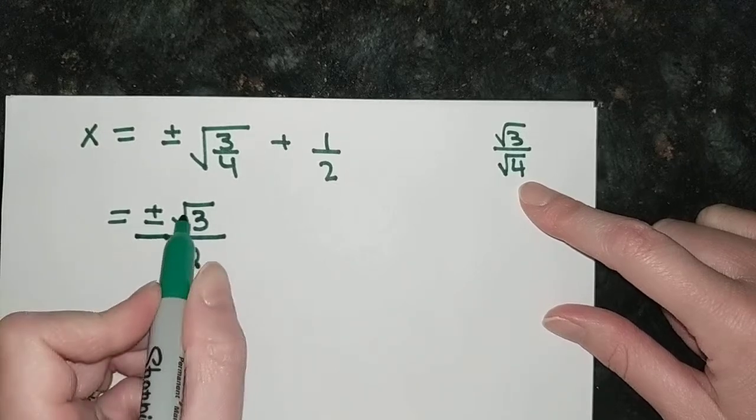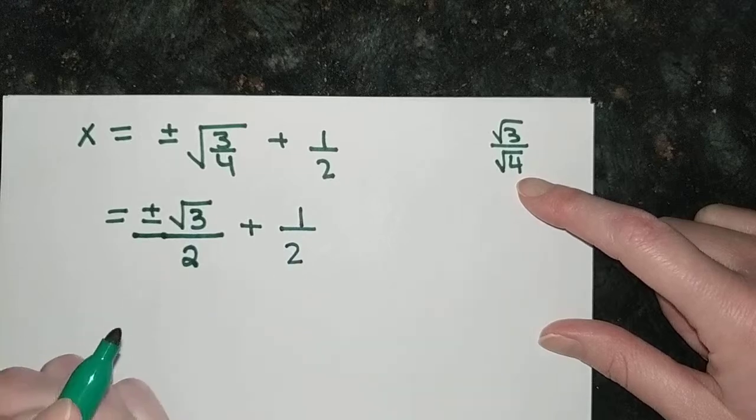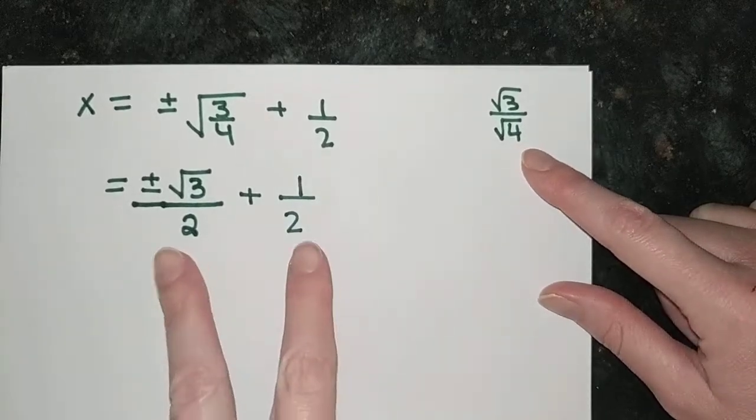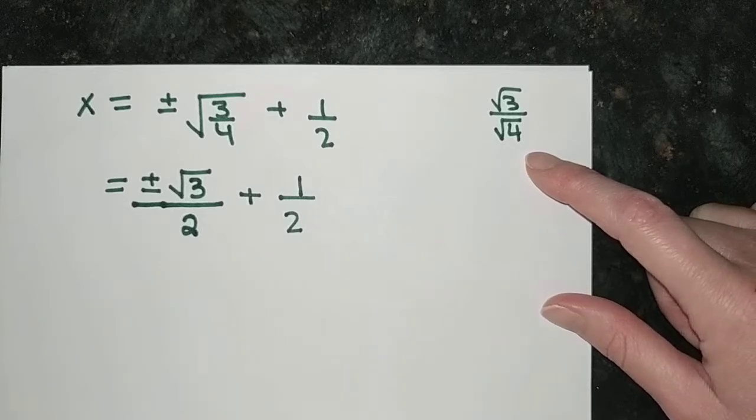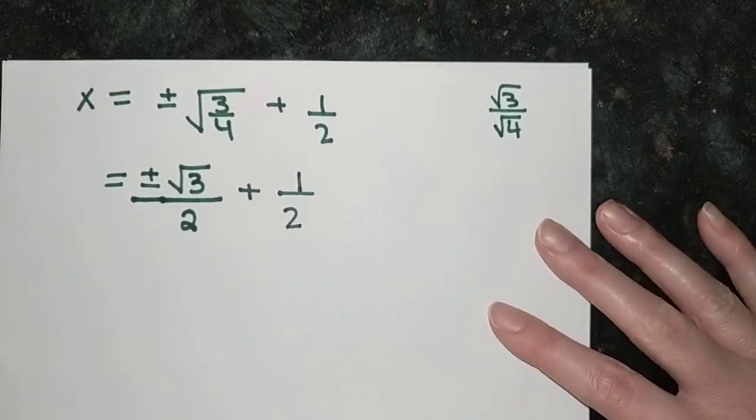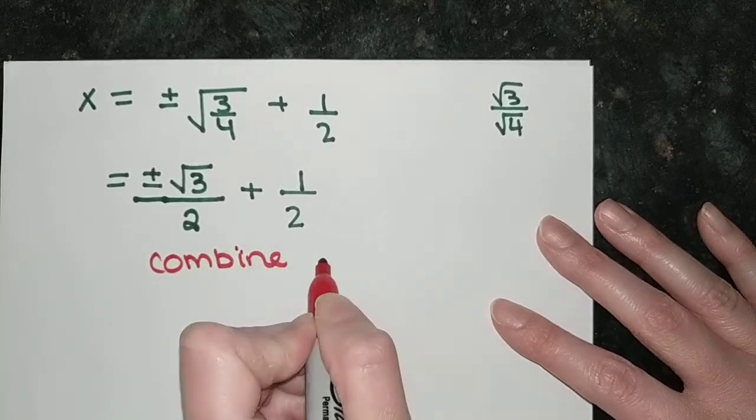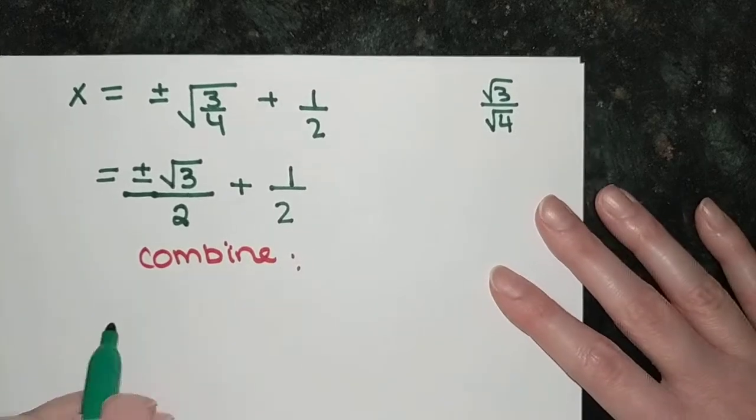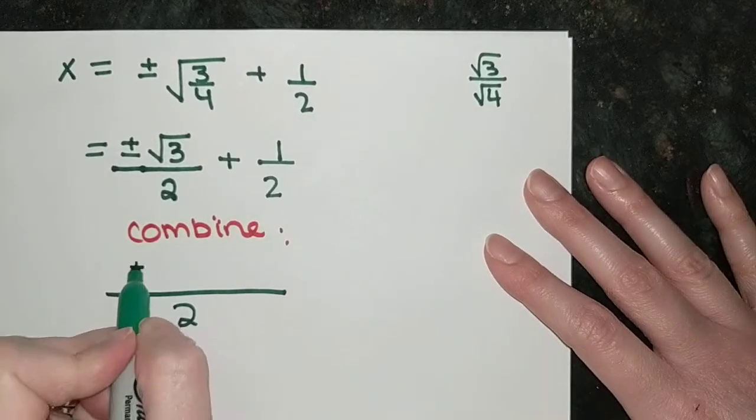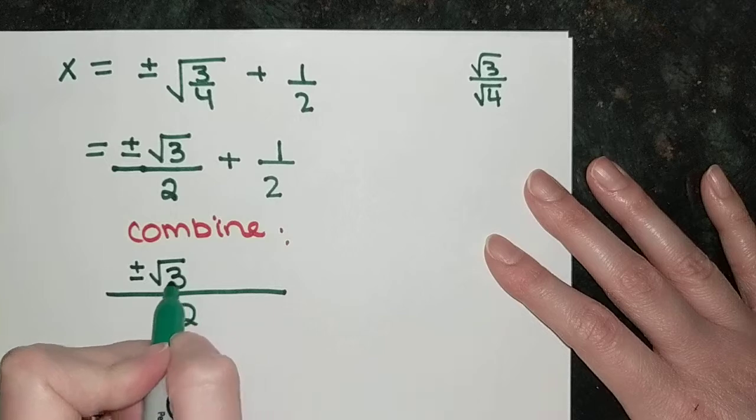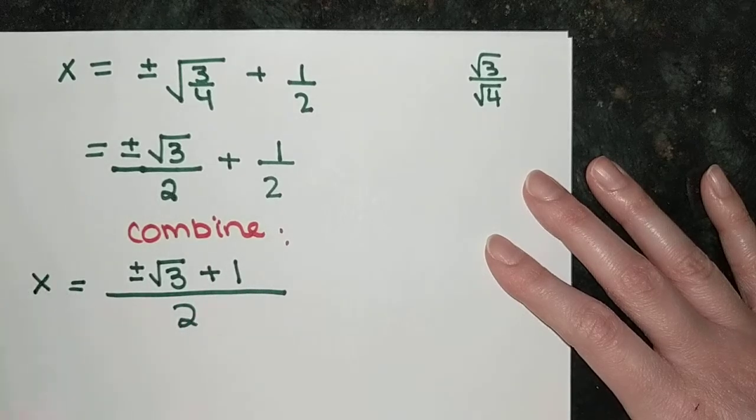So it would be plus or minus square root of 3 over 2 plus 1 over 2. Now, these both have a denominator of 2, so there's no reason for us to write it as two separate fractions. So what we would do then is we would combine it as one fraction. So we would combine this so that it looks like 2 in the denominator, and then in the numerator you would have plus or minus the square root of 3 plus 1 is equal to x.